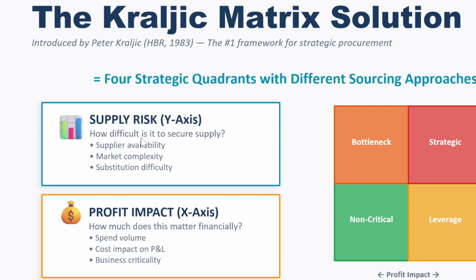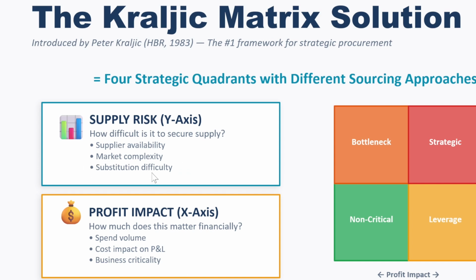The supply risk, which is generally on the y-axis, measures how difficult it is to secure the supplier. And how do you calculate it? By measuring supplier availability, market complexity, and substitution difficulty. While on the x-axis, it measures the profit impact, that is, how much this matters financially. You measure it by checking the spend volume, cost impact on profit and loss, and business criticality.